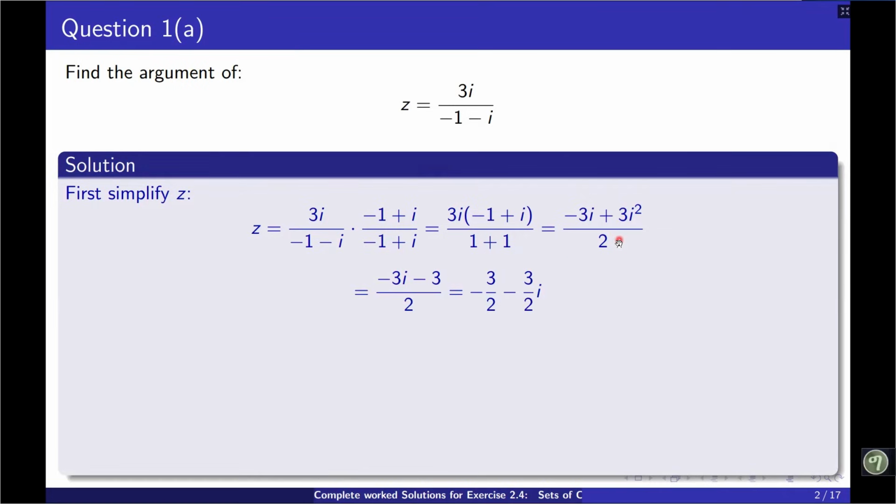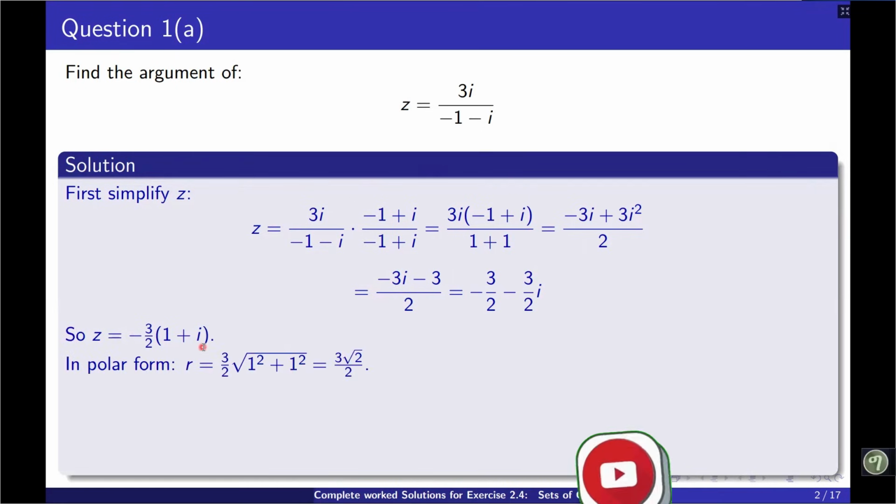Therefore, when we further simplify, we have minus 3i minus 3 over 2, because here i squared is minus 1, so minus 1 times 3 becomes minus 3. Therefore, the standard form of this complex number is minus 3 over 2 minus 3 over 2 i, and it can be written as minus 3 over 2 times (1 plus i).